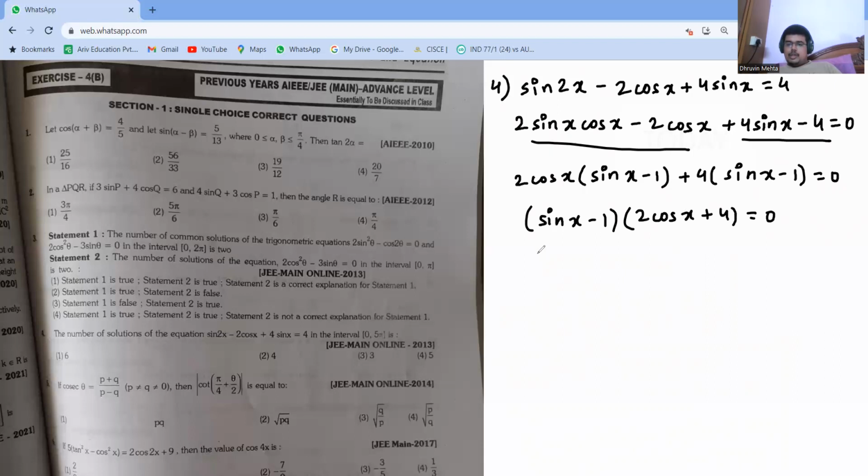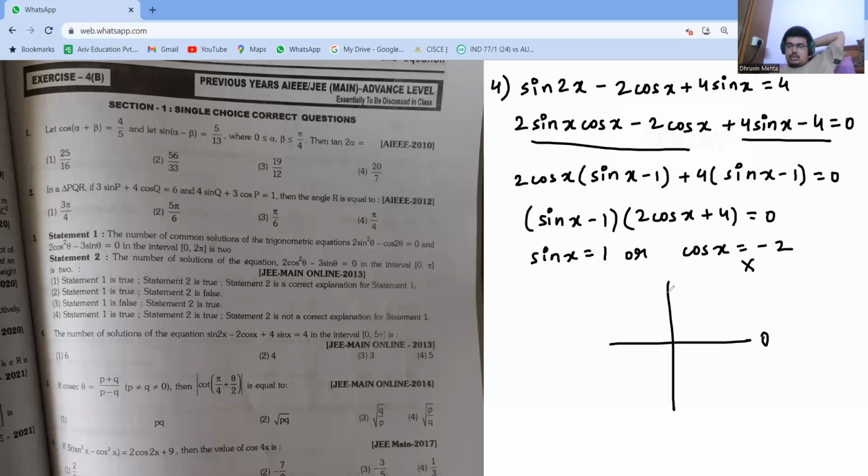So here, guys, we'll get two possibilities. Sin x is equal to 1 and cos x is equal to -2. This we will discard. So what will be the answers for sin x is equal to 1? See, we want between 0 to 5 pi. Sine of which angle is 1? Pi by 2. Okay, one is pi by 2.